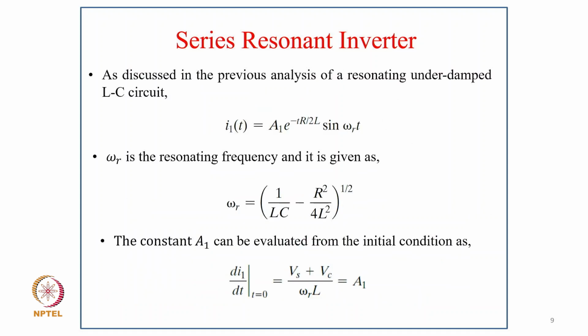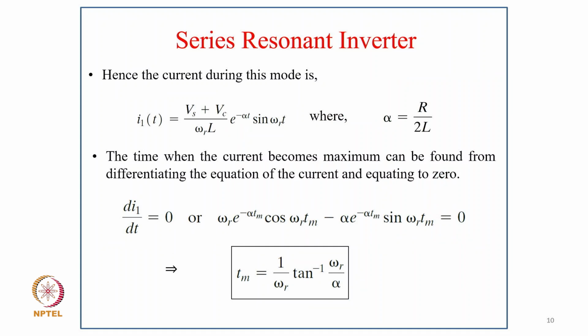As discussed in the previous analysis of the resonating LC circuit, i1(t) equal to A1 e to the power minus R upon 2L t sin omega R t, where omega R is the resonant frequency, given as omega R equal to the square root of 1 upon LC minus R square divided by 4L square. The constant A1 can be evaluated from the initial condition as di1 upon dt at t equal to 0 equal to Vs plus Vc upon omega R L, that is A1. Hence the current during this mode is i1(t) equal to Vs plus Vc divided by omega R L into e to the power minus alpha t sin omega R t, where alpha is R upon 2L.